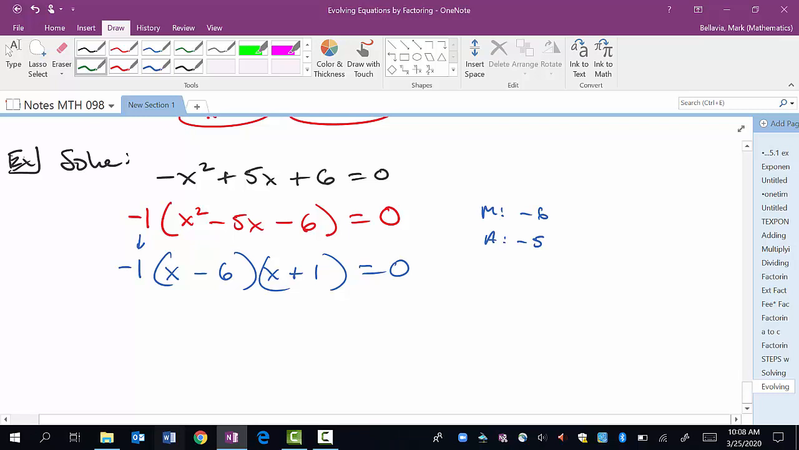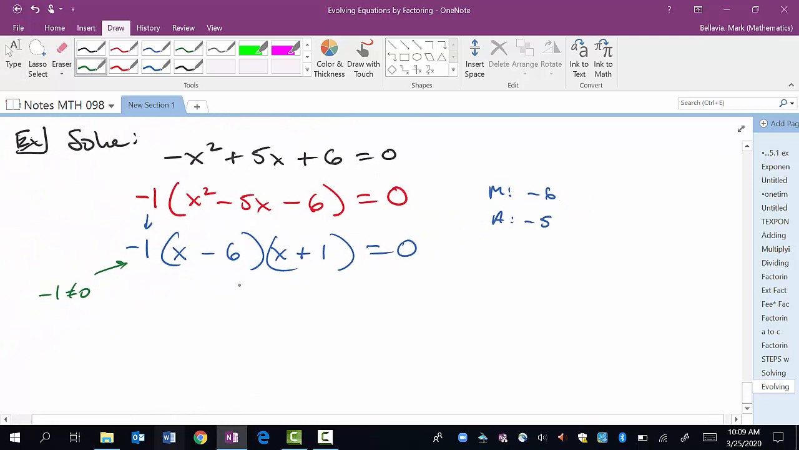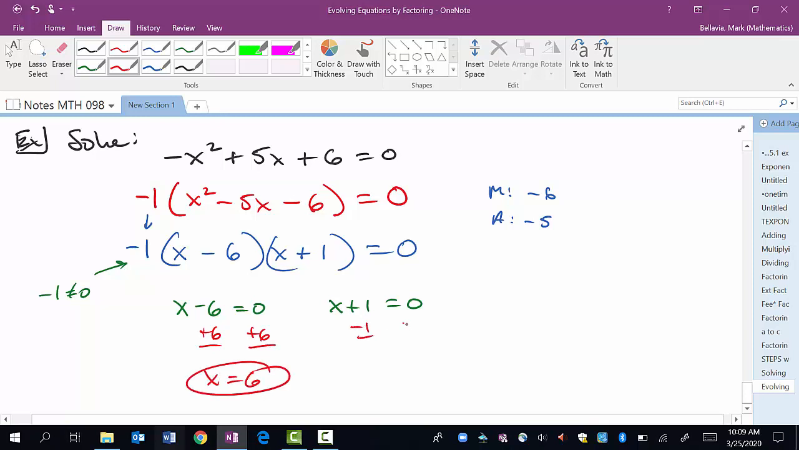Once you've done this, these are factored completely, and you want to set each factor that contains a variable equal to 0. Negative 1, though, does that equal 0? No, right? Negative 1 doesn't equal 0, so we're not using that. But here we have x minus 6 and x plus 1 as individual factors being multiplied to 0, so we can set them each equal to 0. For x minus 6 to equal 0, we add 6 to each side to get x equals 6. Here, subtract 1 from each side to isolate x, you get x equals negative 1. So my solution is negative 1, 6 in my set notation.